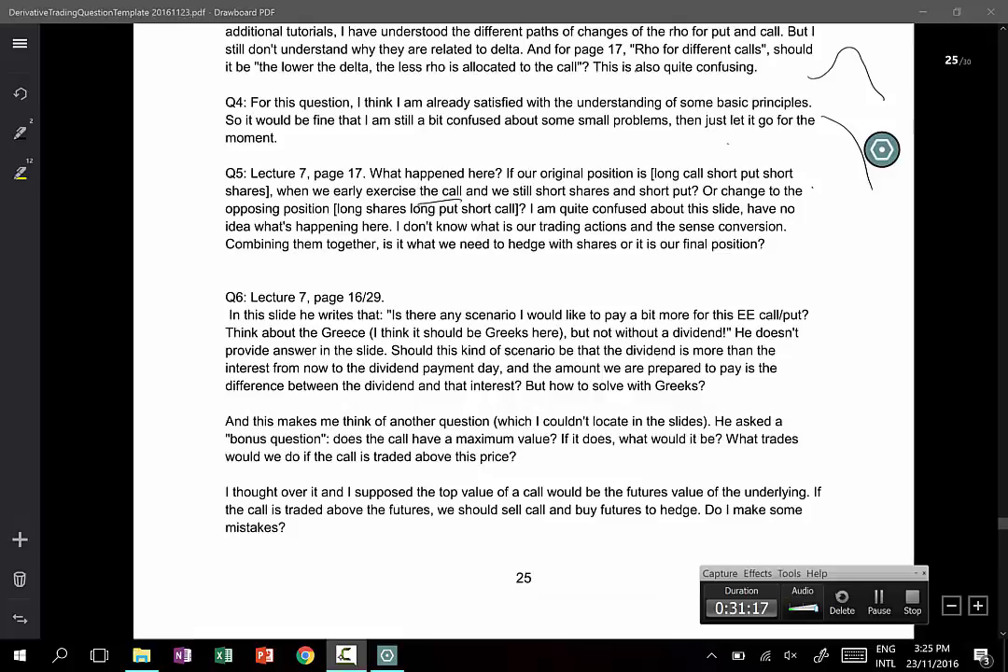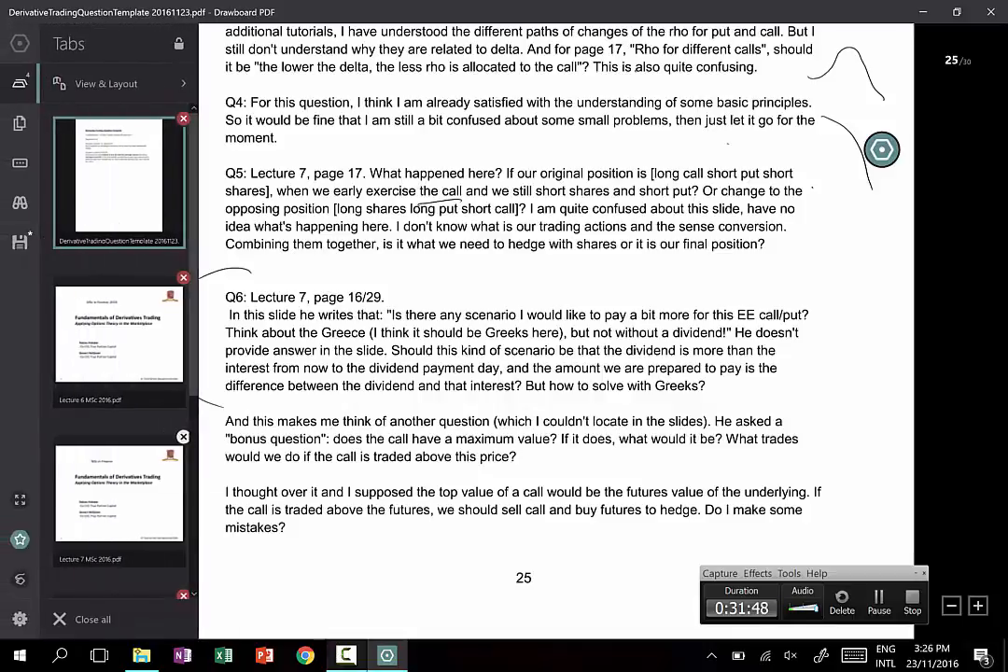Okay, now let's take a look at this question here, question 6. It's regarding lecture 7, starting from page 16 to 29. What is this thing about? Is there any scenario I would like to pay a bit more for this early exercise call or put? Think about the Greeks. Okay, let's go to lecture 7, page 16 then.